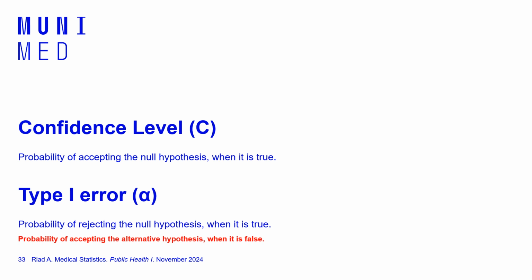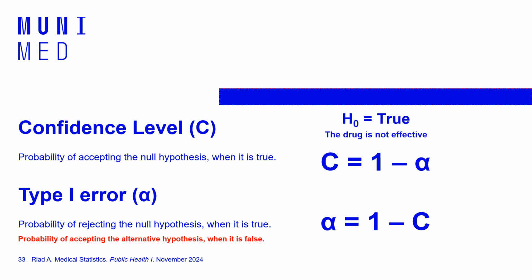And the type 1 error, which is alpha, this is the probability of rejecting the null hypothesis when it is true. So we can say it in other words, like the probability of accepting the alternative hypothesis when it's false. Okay, so when you look at C and alpha, you can see that C is equal to 1 minus alpha, and also alpha is equal to 1 minus C. And think about the null hypothesis as a true situation. So if the null hypothesis is true, this pretty much means that the drug that you try to prove its efficacy is not effective. So this is the reality.